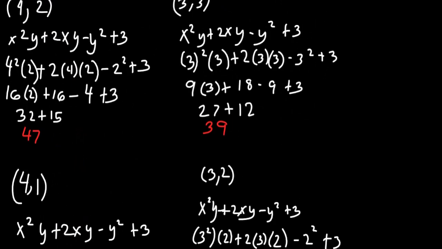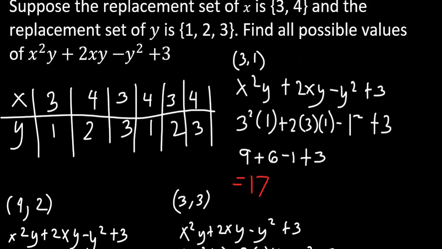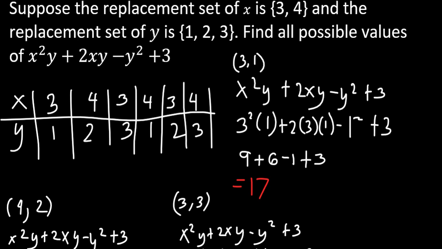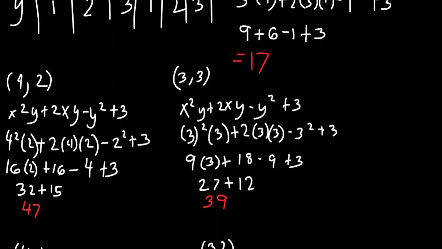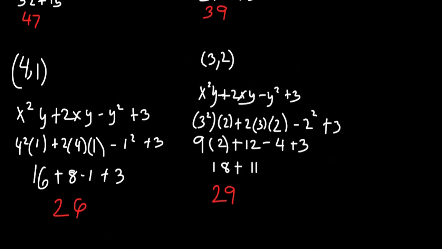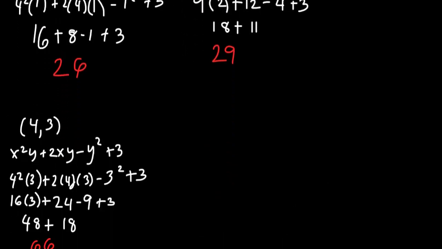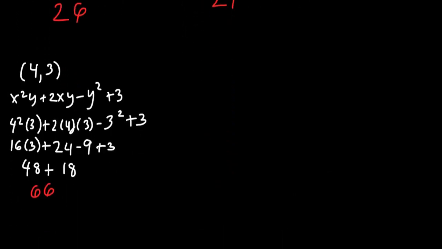So ibalikan natin yung tanong. So find all values of x square y plus 2xy minus y square plus 3. So ano yung mga nakuha nating sagot? So I have 17, 47, 39, 26, 29, and 66.